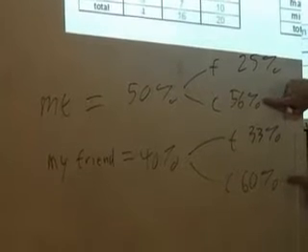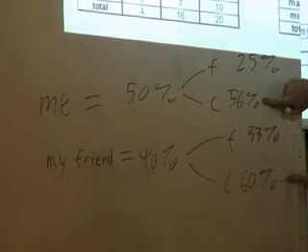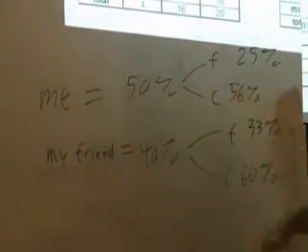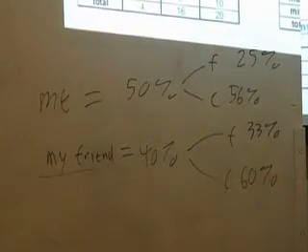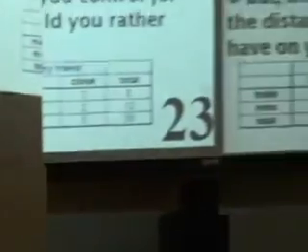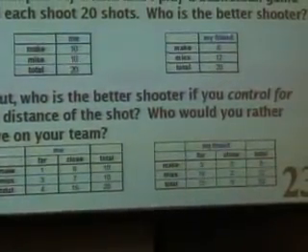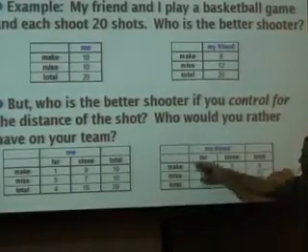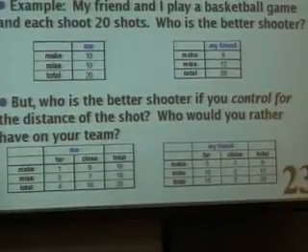So no matter what play the coach is going to set up, I really want to put my friend into the game to shoot the shot. However, based on the aggregate data, it makes me look better. The problem is my friend isn't a worse shooter, he's a better shooter. He just was shooting further shots when we played the game. So if you control for the distance of the shot, my friend is better, but in aggregate, you think I'm better.